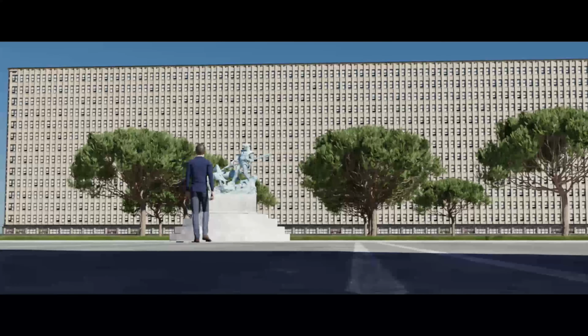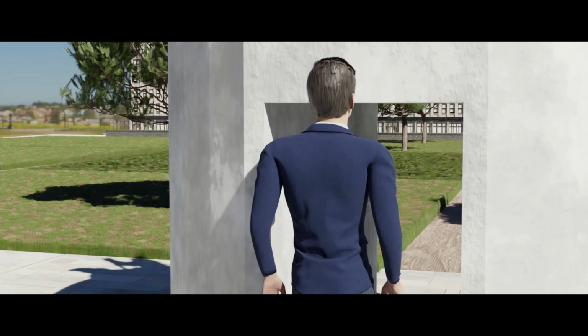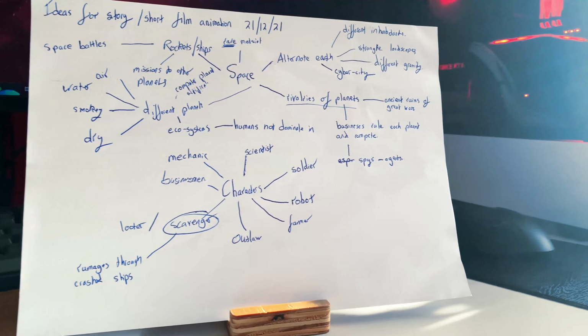Step 1. The first step is deciding what theme of film you would like to animate. This could range from sci-fi to horror. Step 2. Decide on the plot of your animation and possibly a name for it as well.